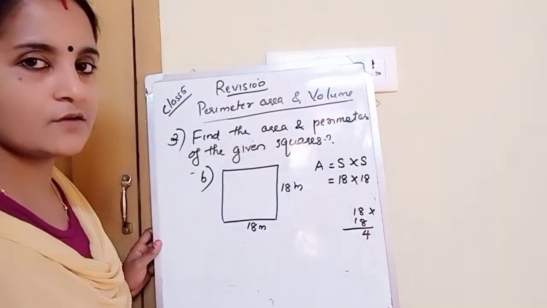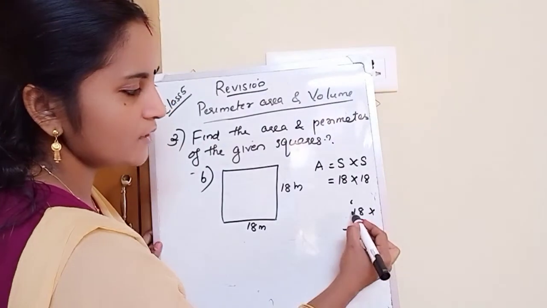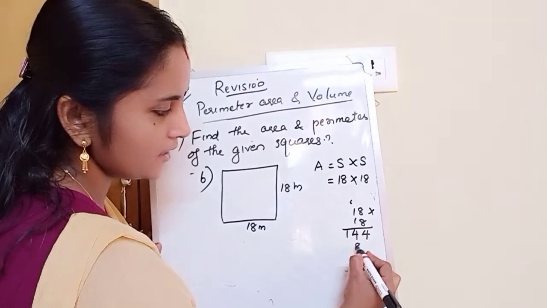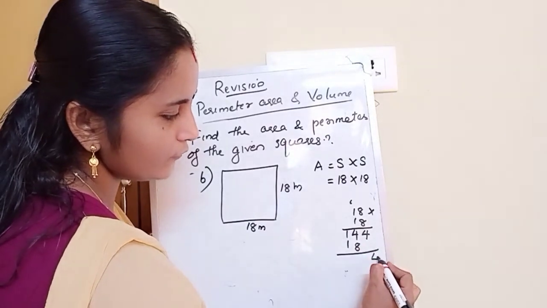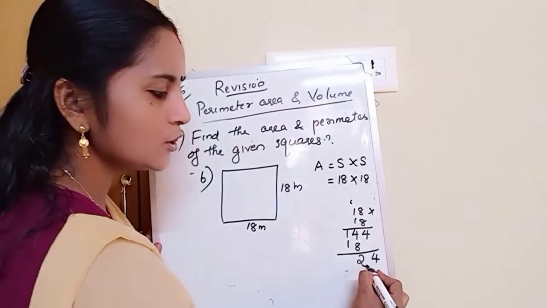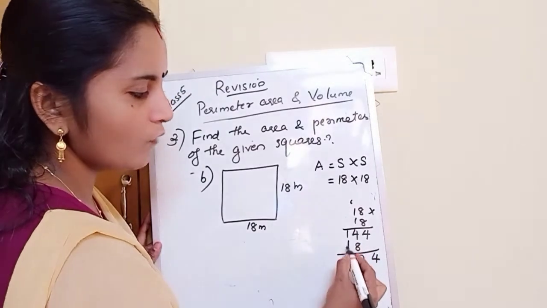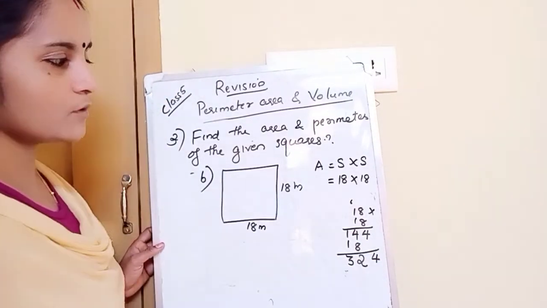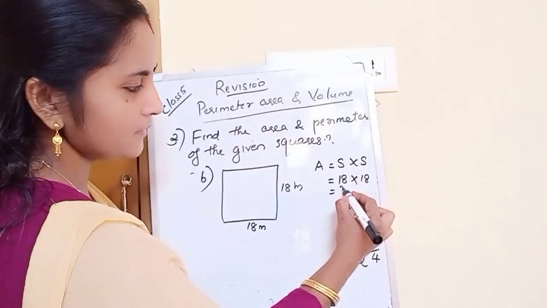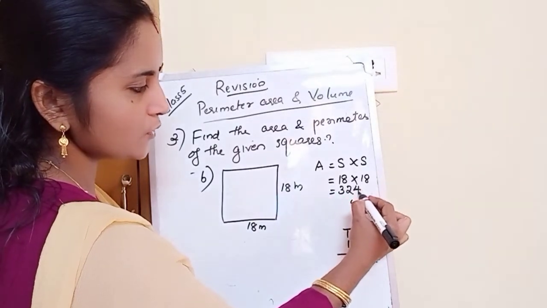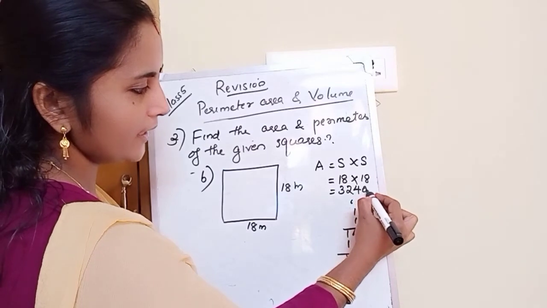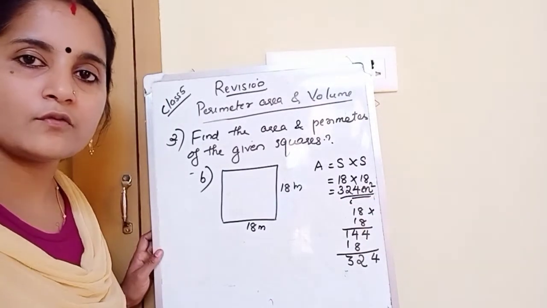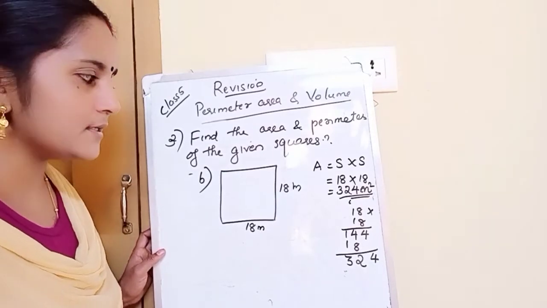8 8s are 64, carrying 6. 8 ones are 8. 8 plus 6, 14. 8 ones are 8. 1 into 1, then 4. 8 plus 4 is 12, carrying 1. 1 plus 1 plus 1 is 3. So 324 is the answer. Here we have no decimal point, so you write the answer directly, and the measure is given in meter. So 324 meter square is the answer.